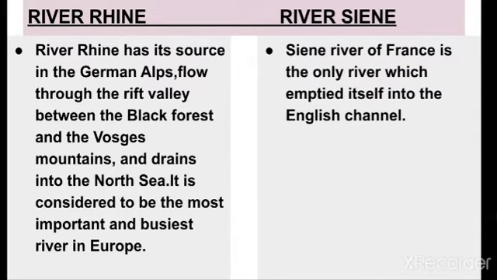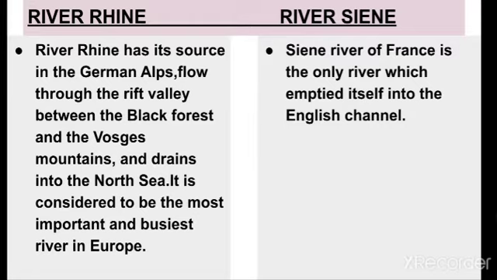So you will be writing in river Rhine. River Rhine has its source in the German Alps, flows through the Rift Valley between the Black Forest and the Vosges Mountains and drains into the North Sea. It is considered to be the most important and busiest river in Europe.